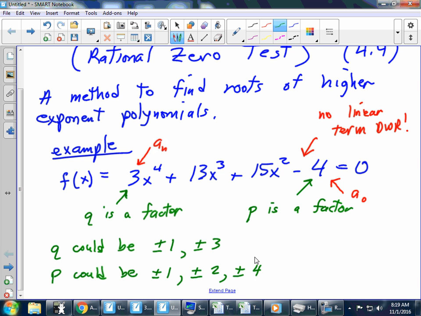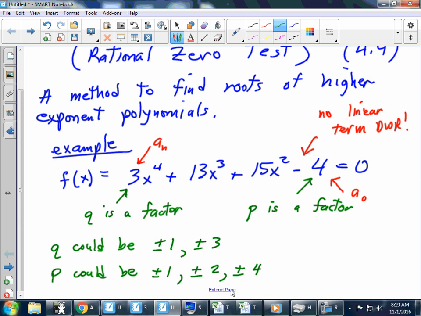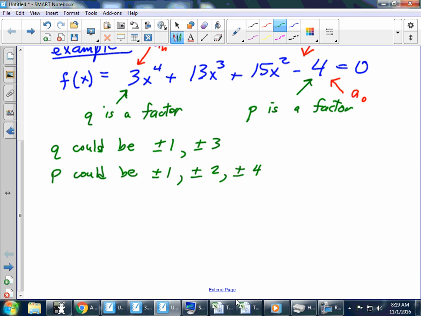So Q could be 1, negative 3, or 3. And P could be negative 1, positive 1, positive 2, negative 4, positive 4. Okay? So far, so good.